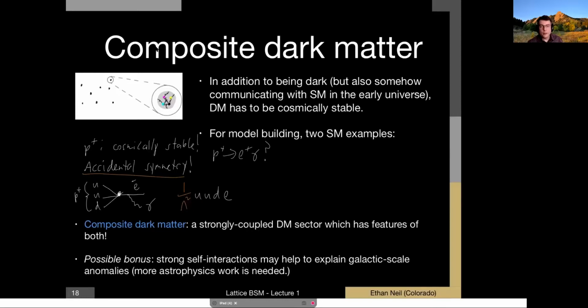That's one example. Of course, the proton is a very bad dark matter candidate because it is charged. There's one other example, which is closely related, which is the neutron. So the N0 is neutral, of course, but it's also charged.